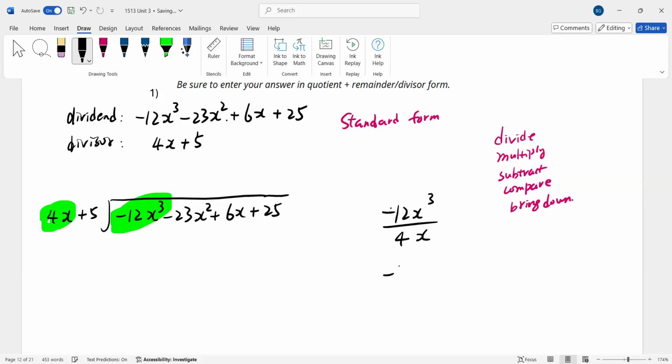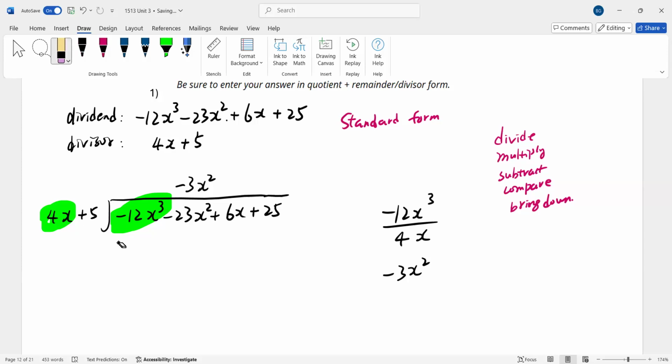-12 over 4 is -3. x cubed over x squared is x. So the quotient is -3x squared. We put -3x squared above -3x squared because, again, in long division, all the vertically aligned terms must be like terms, right?